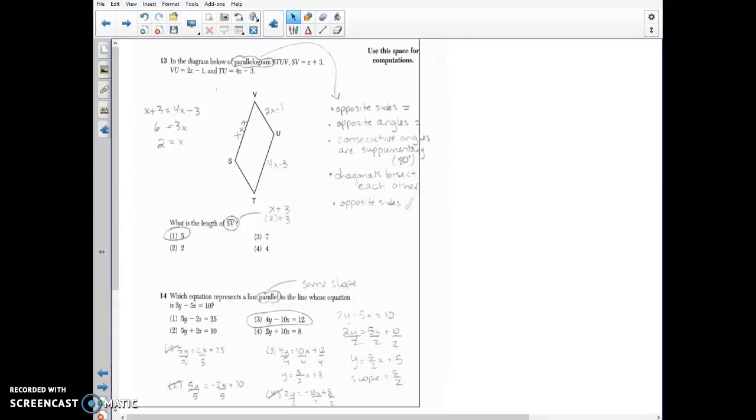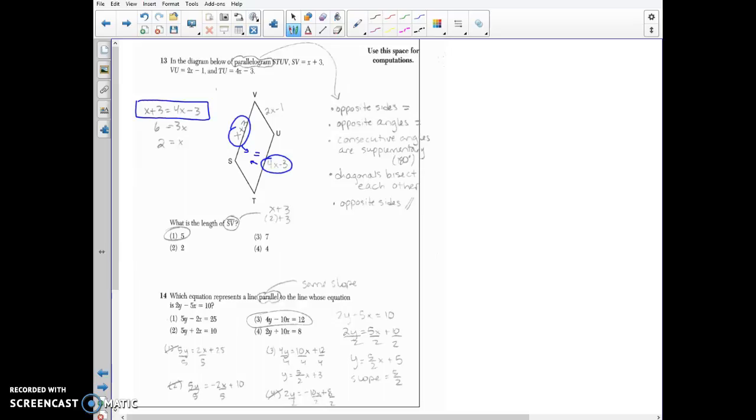Okay, here we go. Part 2, or as Mr. Chen likes to say, part 2. Number 13, properties of parallelograms. The opposite sides of parallelograms are equal. So after you label your sides, what you should do is set up an equation where this is equal to this.